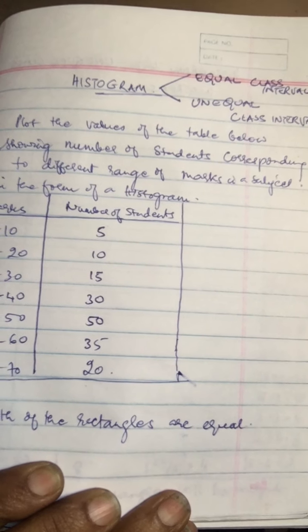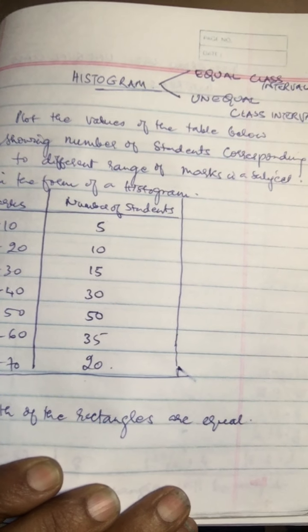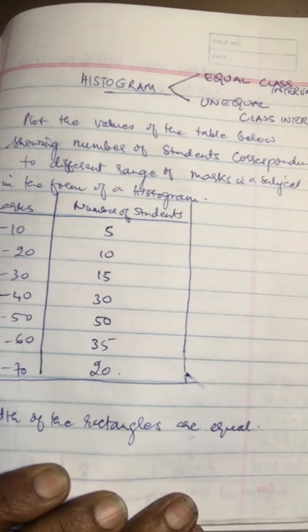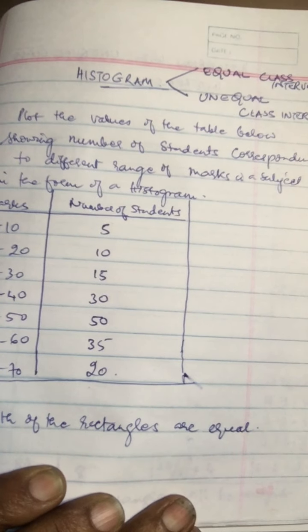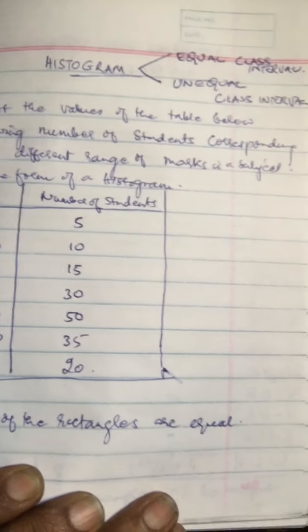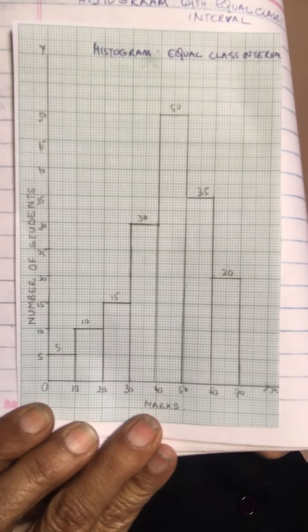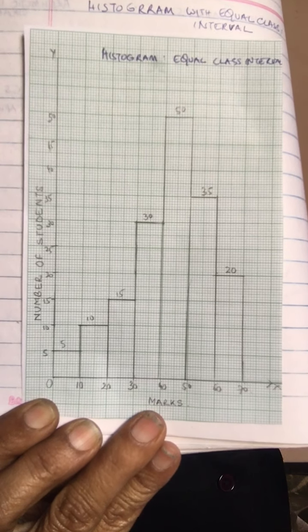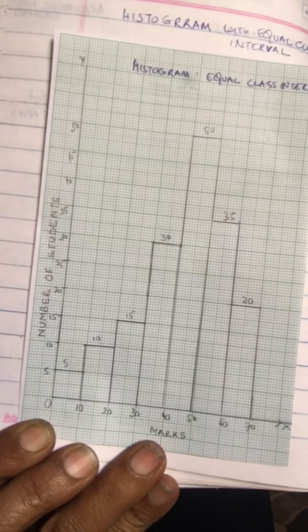So just have a look. I've given you the table as 0 to 10, then 10 to 20, 20 to 30, etc. And we've given the number of students, the frequencies: 5, 10, 15, 30, 50, 35, 20. So this one we are going to present. This is how you draw. You make those rectangles. It's real fun when you do it. You can even color it. You have a nice sharpened pencil and all of that. But make sure that you have a graph paper.